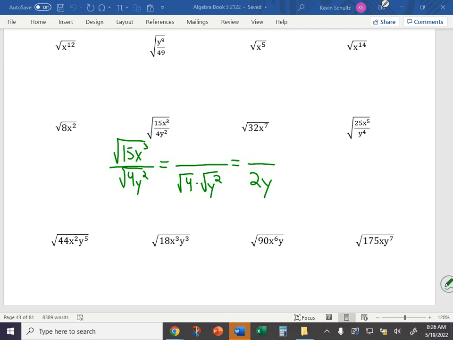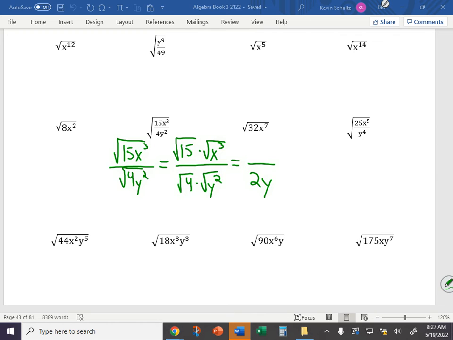The root of 15x cubed, we can split this up to be the root of 15 times the root of x cubed. Can we do anything with the root of 15? No, no perfect square factors. What does the root of x cubed simplify to be? Damien? It's also in your chart up above.